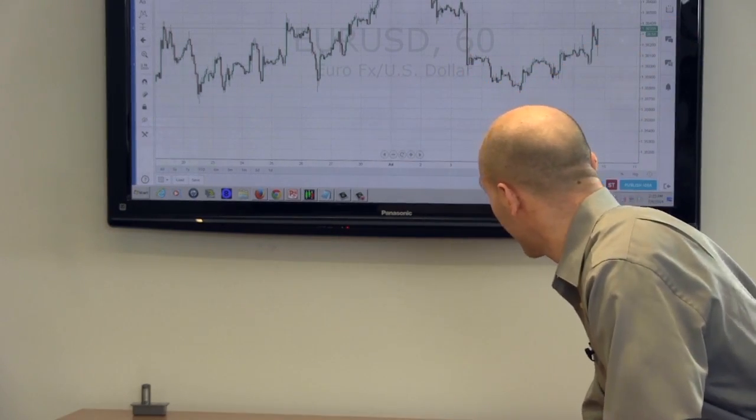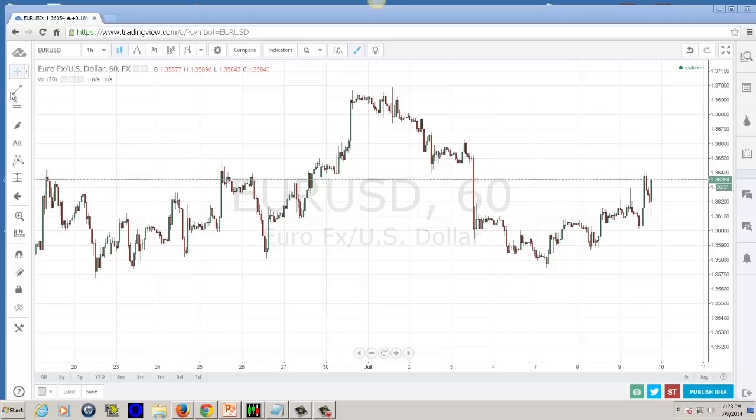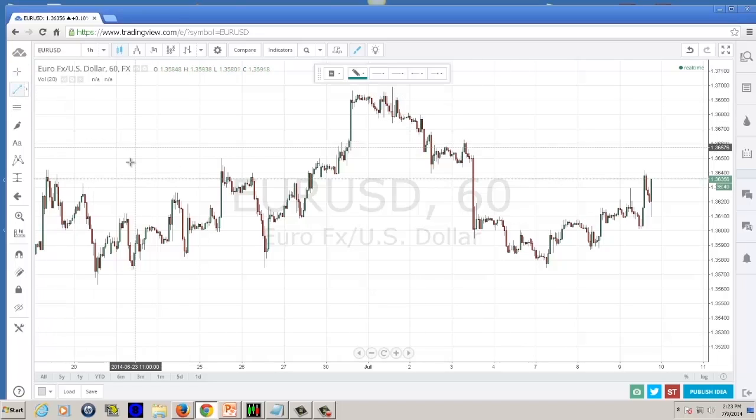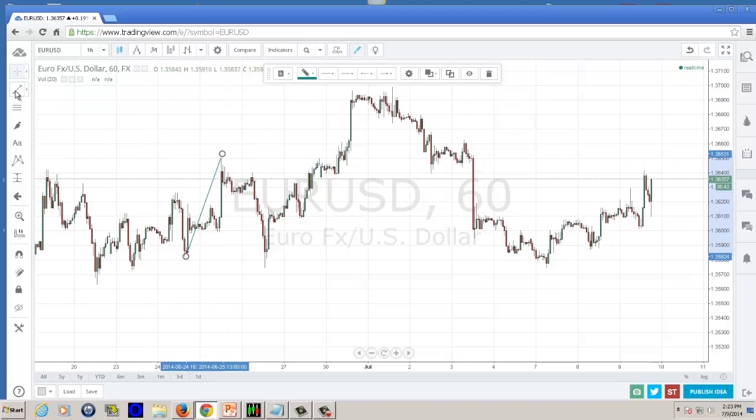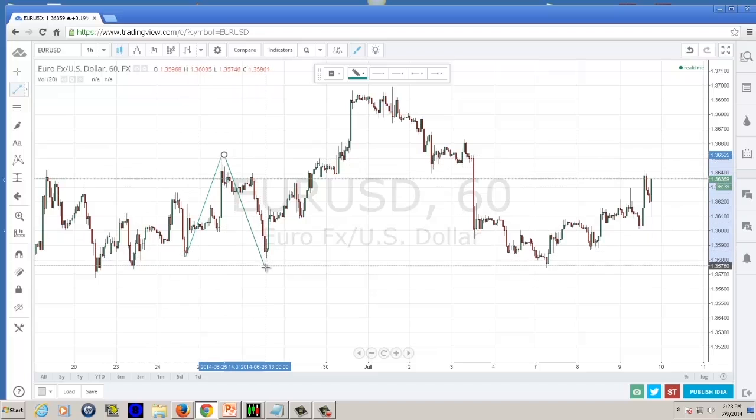So the first step is find the pattern. Now, I'm going to show you an after-the-fact pattern first, okay, and then we see the result of it. From this low to this high is the beginning of the pattern. This low to this high, then this high to this low is the pattern. See this shape? Now, I talked about this a week ago. This is basically the false breakout.